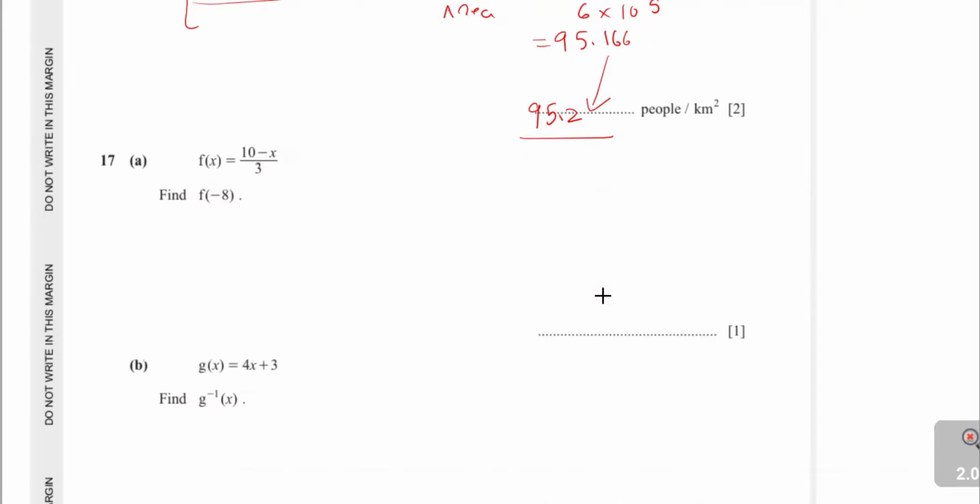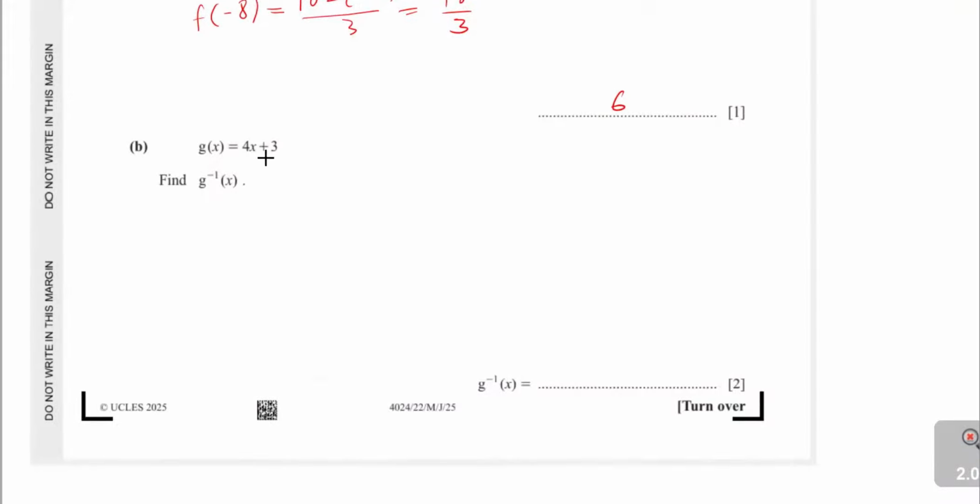Question number 70, f of x equal to 10 minus x over 3. Find f of minus 8. We can calculate this value. In the place of x, we write minus 8, and therefore f of minus 8 equal to 10 minus minus 8 over 3. This is 18 over 3, and this is equal to 6.